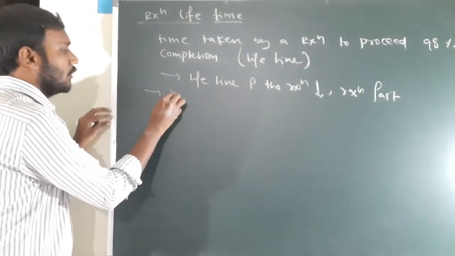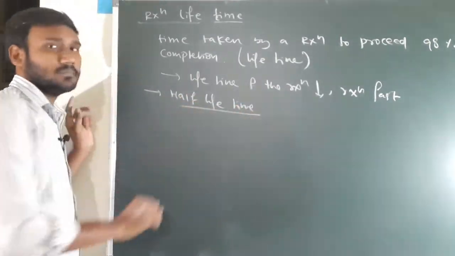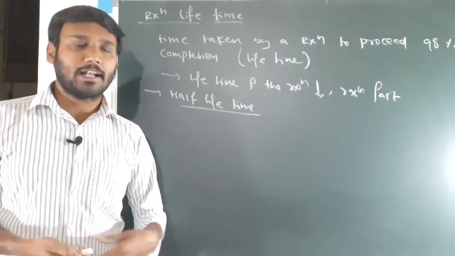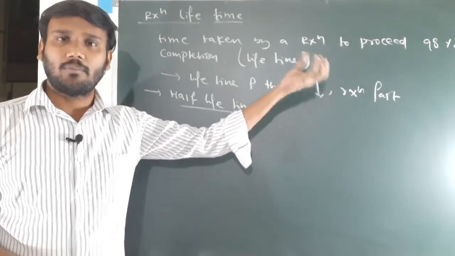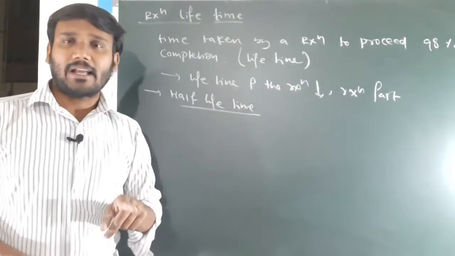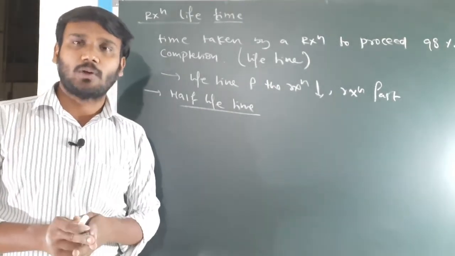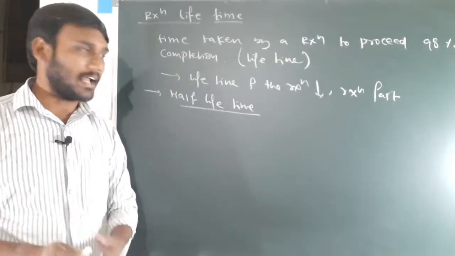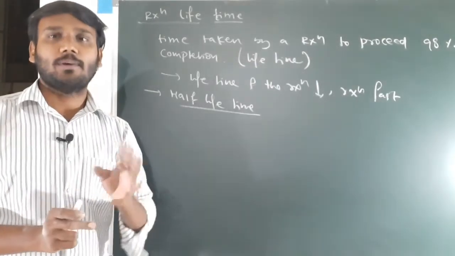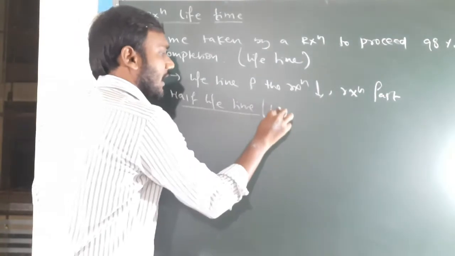So what is the meaning of half lifetime? The reaction lifetime is the time required for 98% completion of the reaction, otherwise the time taken to complete the reaction, which we call the lifetime. Half lifetime is the time required to complete half the amount of the reaction. To complete half the amount of the reaction, how much time it takes, simply that is called the half lifetime. And we show the symbol as t half.